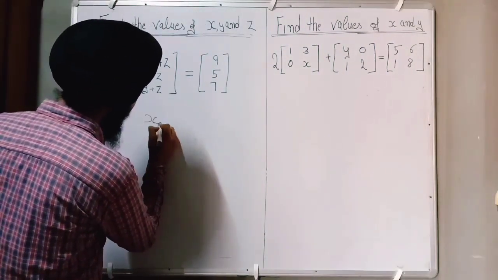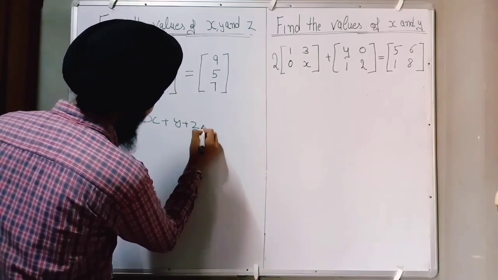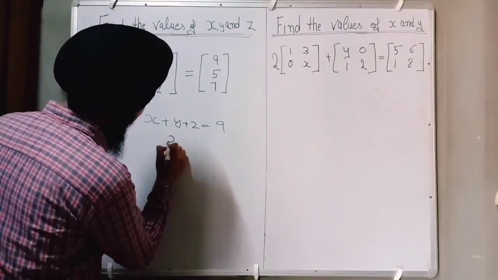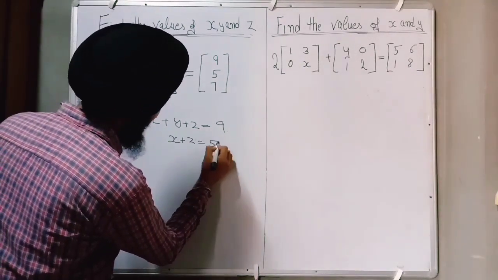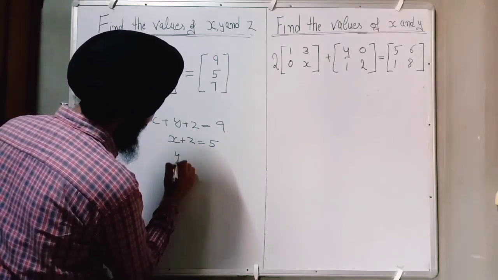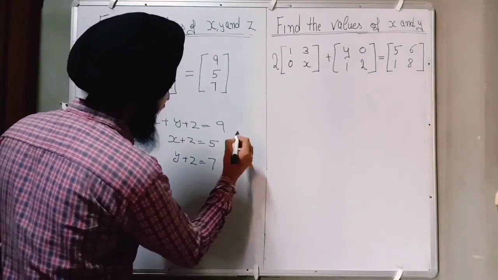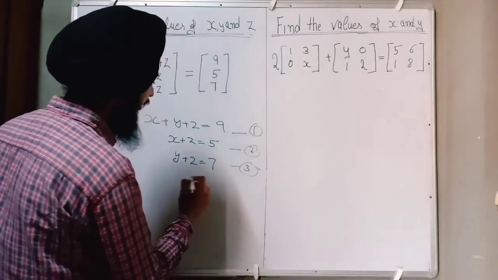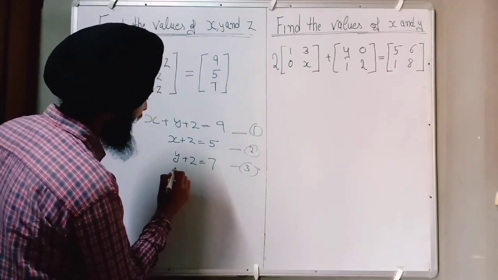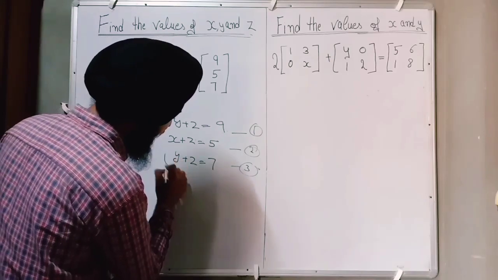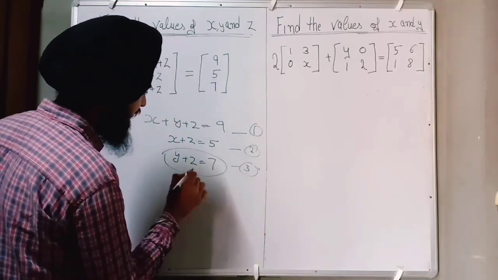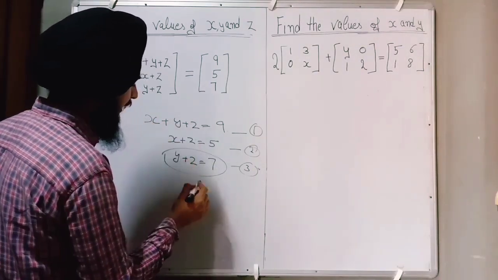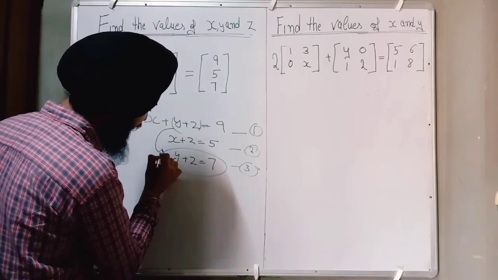Now write these equations. x plus y plus z is equal to 9, x plus z is equal to 5, y plus z is equal to 7. Name these equation number 1, number 2, number 3. From equation number 3, we note that y plus z is equal to 7, and in equation number 1, x plus y plus z is equal to 9. The value of y plus z is equal to 7.